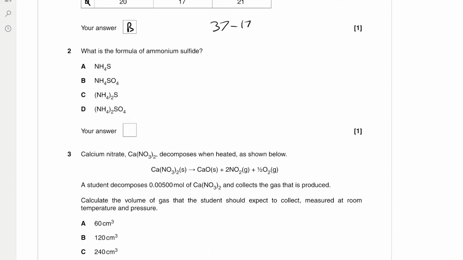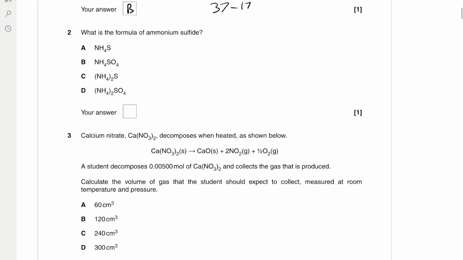Question 2. What is the formula of ammonium sulfide? We know that ammonium has the formula NH4+, and the sulfide ion, if you look at sulfur on the periodic table, is in the same group as oxygen, and oxygen has a 2- charge, so it's going to be S2-. That means we need 2 of the ammonium ions and 1 of the sulfide ion to balance out the charges in the compound. So that gives us answer C.